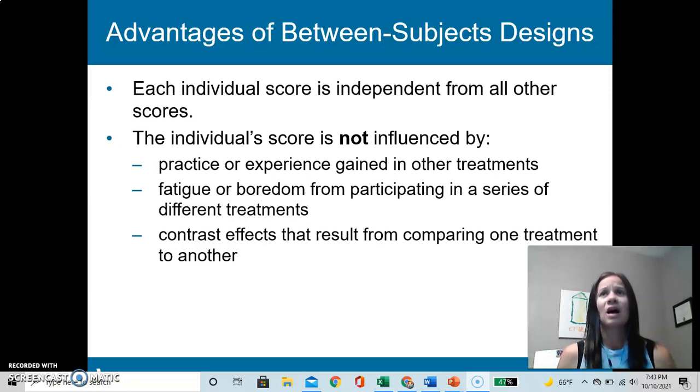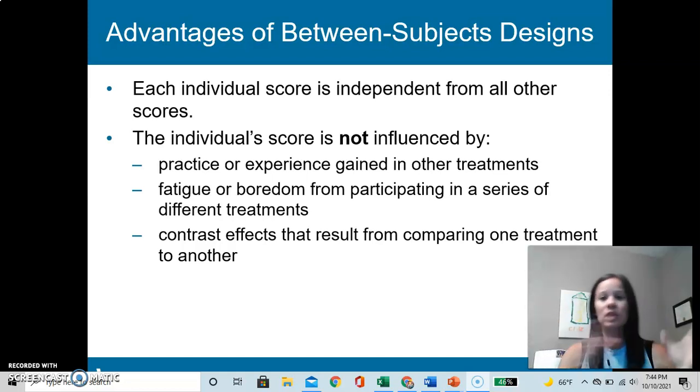Let's say that I am maybe manipulating their motivation. So I have a high motivation group, a medium motivation group, and a low motivation group. Now if I am only exposing them to one of these motivation groups, and let's say in the high motivation group, I pep them up based on what research says really motivates people, and then I have them take some cognitive performance task, I know that their performance on that task is only impacted because they only did it that one time.